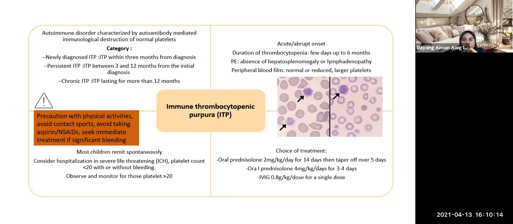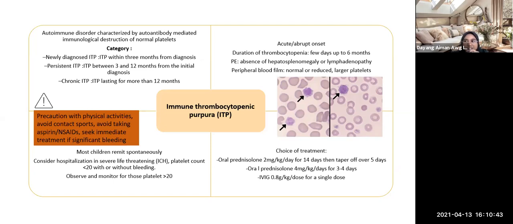And lastly, the choice of treatment we can give to them is oral prednisolone. According to the protocol, 2 milligrams per day for 14 days, and then taper off over 5 days. And then continue oral prednisolone 4 milligrams per day for 3 to 4 days. And also the treatment option is IVIG for 14 days.